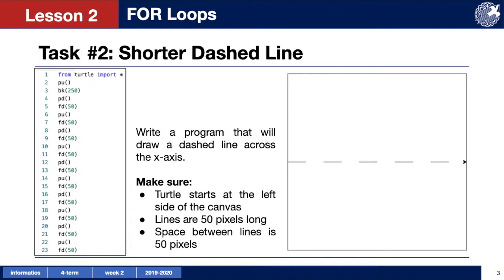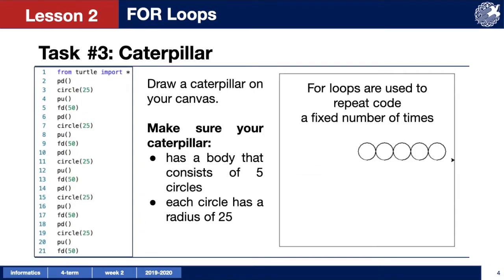So let's get started. In exercise number 2, which was given in the previous lesson, we must draw a dashed line across the x-axis. When you completed this task, you wrote 23 lines of code in order to get the result we are looking for. You wrote these lines of code to make one line with blank space. After, you copied this 4 more times to make the rest of the lines. What if we had a way to just tell our turtle to repeat this section of code? Well, we do. For loops are used to repeat code for a fixed number of times.